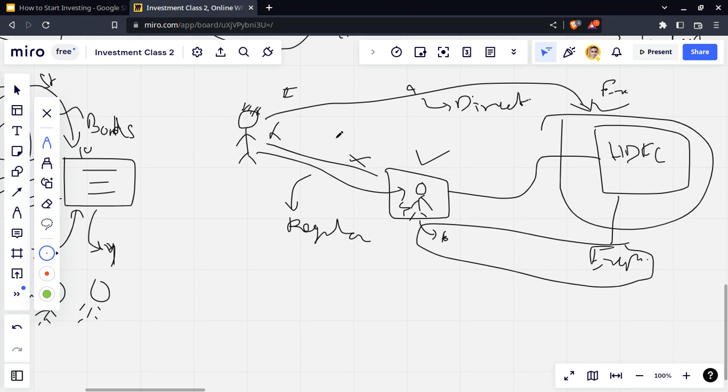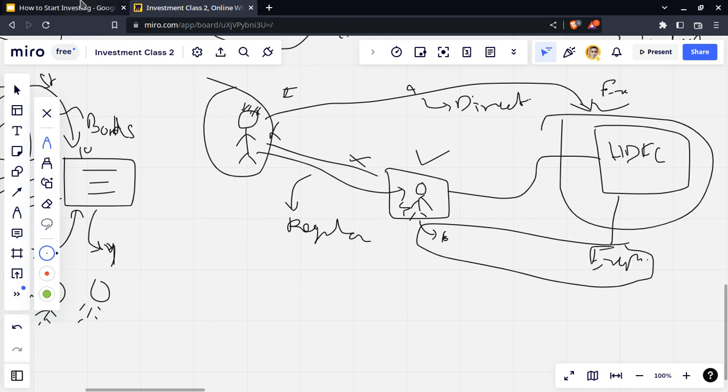If you go to a website where mutual funds are available, you will see the option: one will be regular, one will be direct. If you're going through a person, it will be a regular mutual fund. If you're investing directly, it will be a direct mutual fund. The choice is up to you.